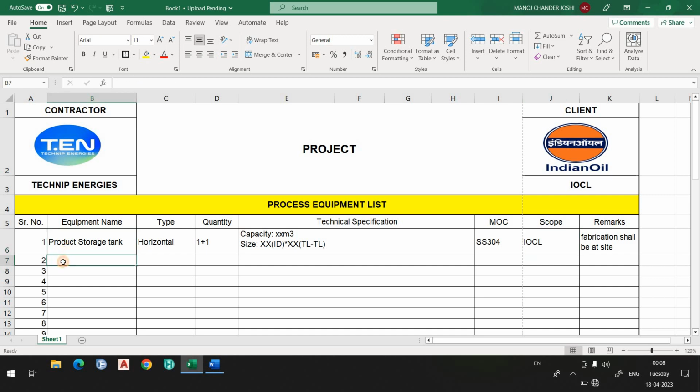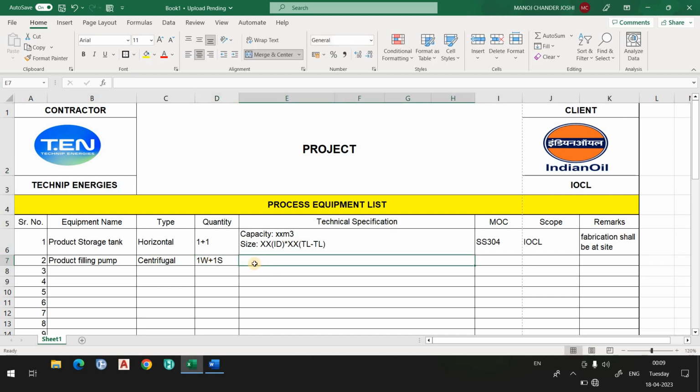Now this is about the tank. Now let's suppose you are giving a pump, the product filling pump. Which type of pump is this? Let's suppose this is a centrifugal pump. How many pumps are there? One working, one standby.